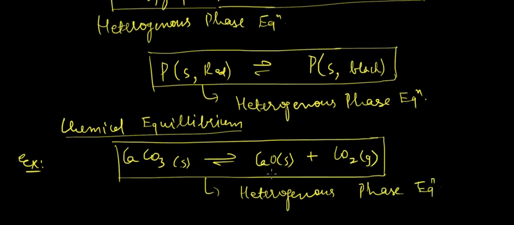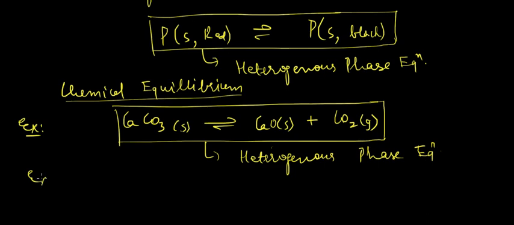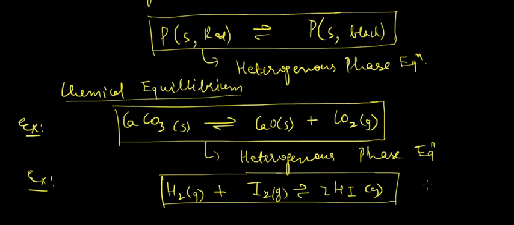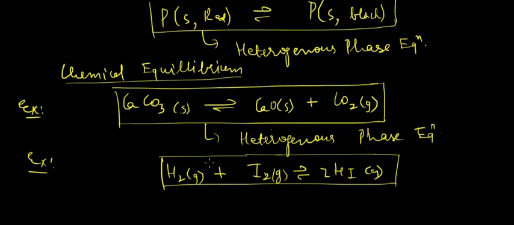Okay, now if we take another chemical equilibrium in which we have H2(g) plus I2(g) converting itself into 2 moles of HI(g), then this is an example of homogeneous phase equilibrium. Okay, why? Because the chemical reaction only has one phase. So this is an example of homogeneous phase equilibrium.